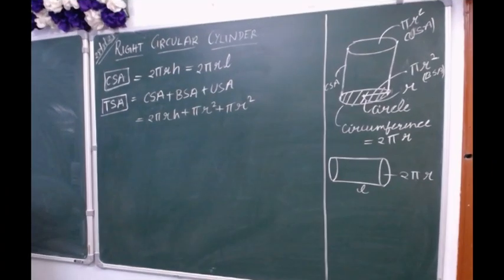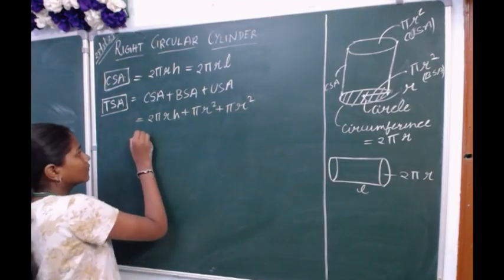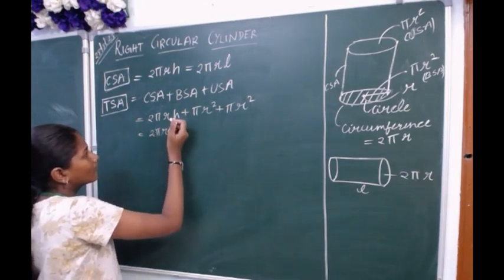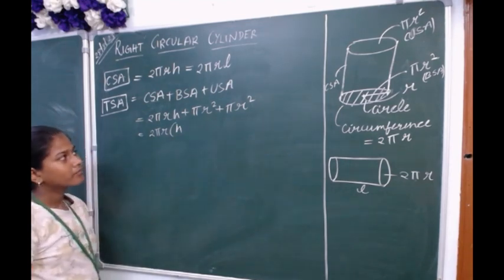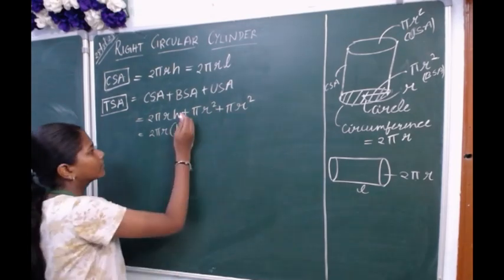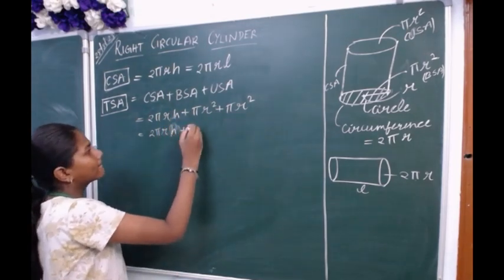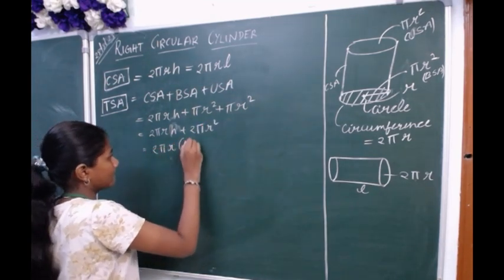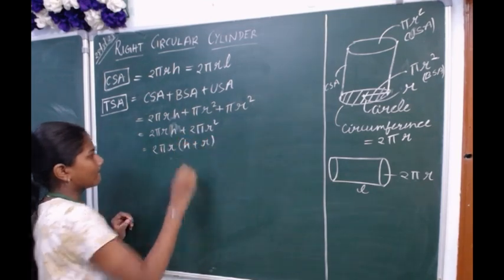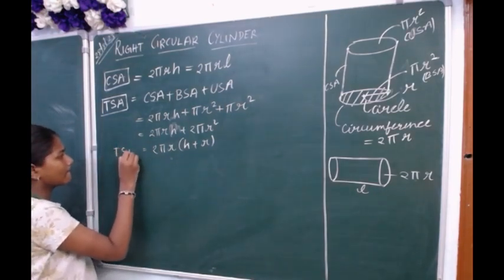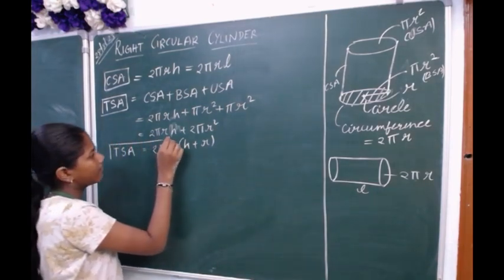Now we can take 2 pi r outside the bracket, is it not? So 2 pi r. Taking the GCD outside the bracket, you have to divide by the same term. So you have h plus r. Therefore, TSA is equal to 2 pi r into h plus r. Okay. So this is regarding the surface area of a cylinder.